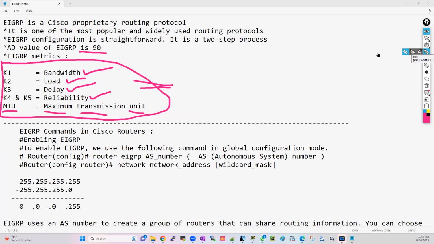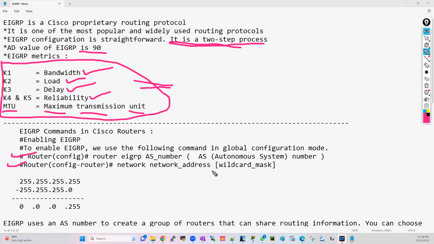And then, like I said here, EIGRP configuration is very straightforward. It is a two-step process. This is step one. This is step two. It now depends on how many routers we want to configure.